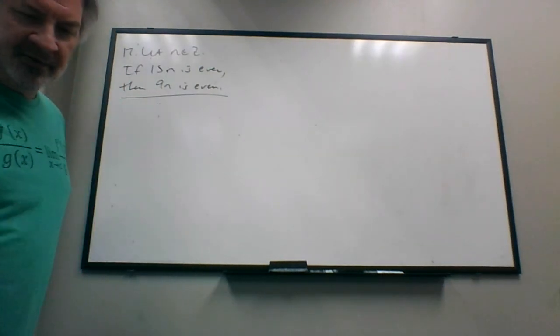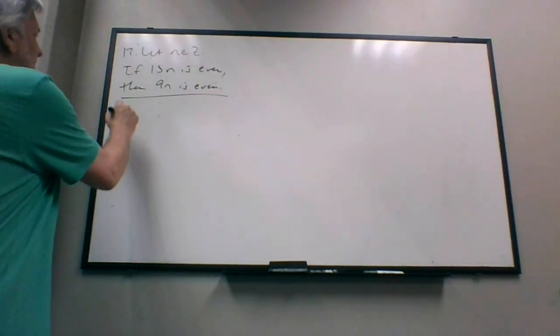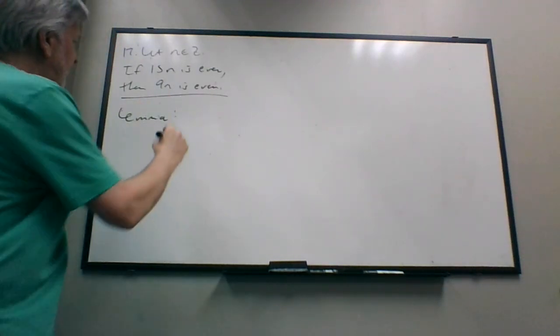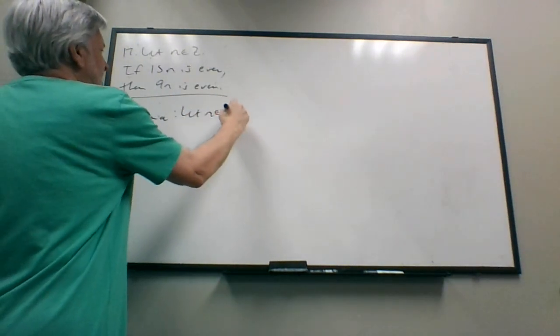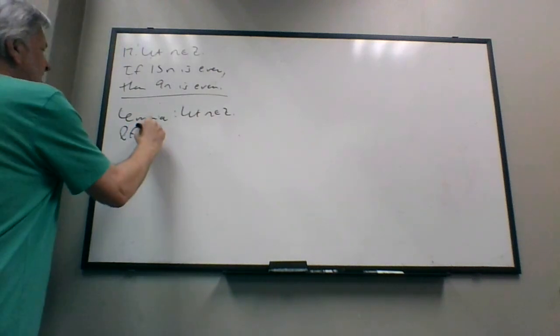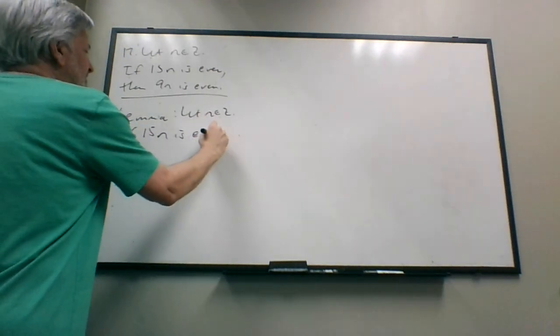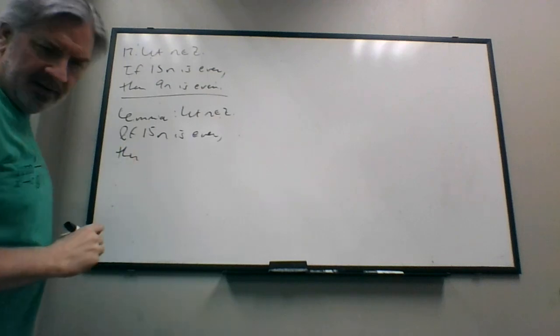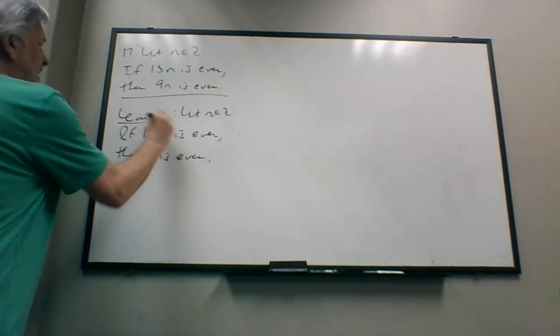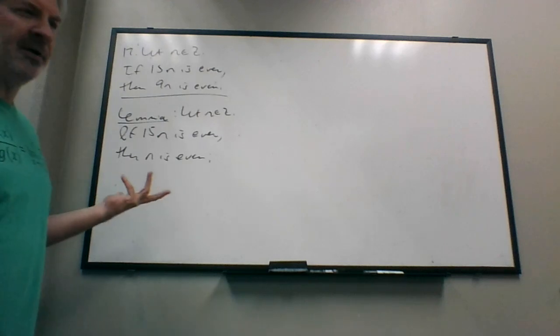I say to prove 17, first we need a lemma. So a lemma is a small theorem. Okay, let me write it down. Let n be in Z. If 15n is even, then n is even. Okay, so a lemma is a small theorem.